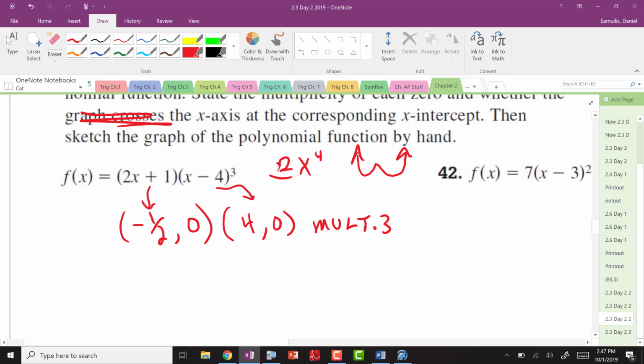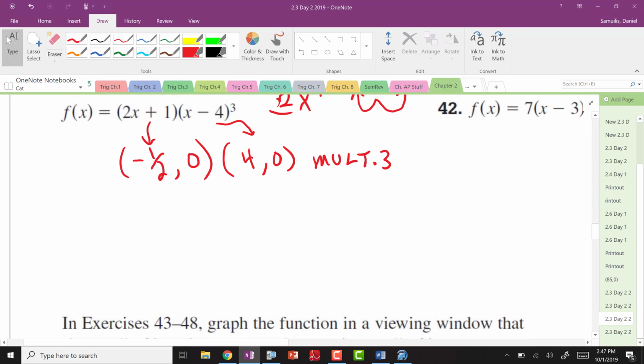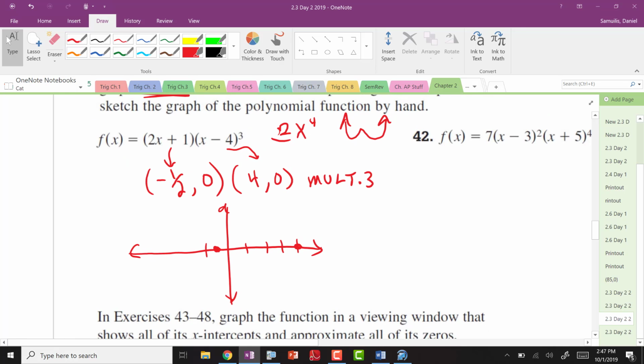All right. So you put it all together. Here's -1, so here's -1/2. And then here's 1, 2, 3, 4, 0. And the only one that's special is the 4, 0. So it goes down.